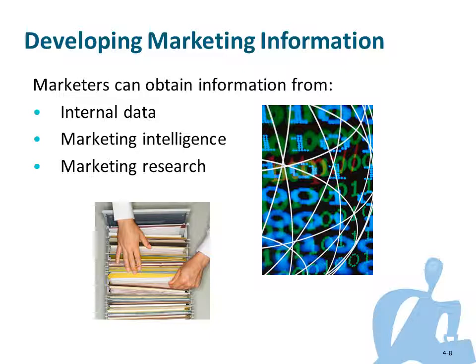The second step here, developing marketing information. In developing marketing information, the information needed by marketing managers comes from internal company records, marketing intelligence, and marketing research. The information analysis systems then process this information to make it more useful for managers. Then the marketers can obtain information from the internal data, marketing intelligence, and marketing research.